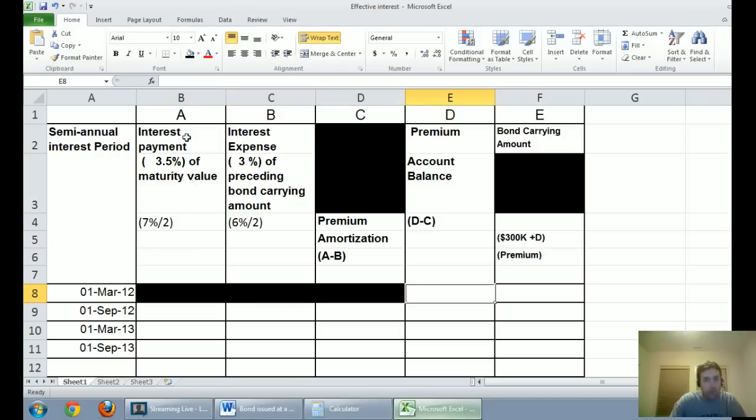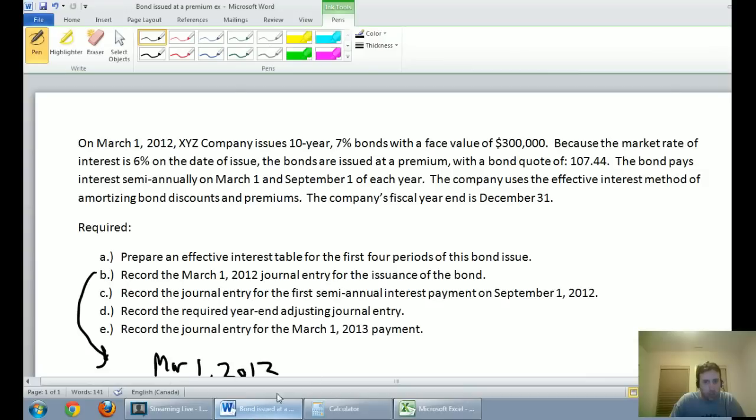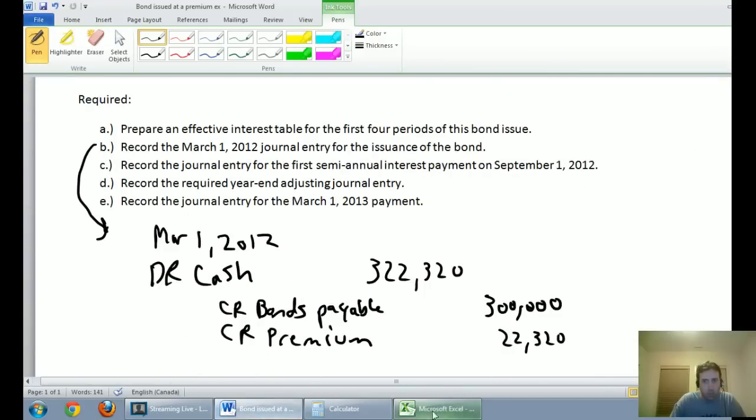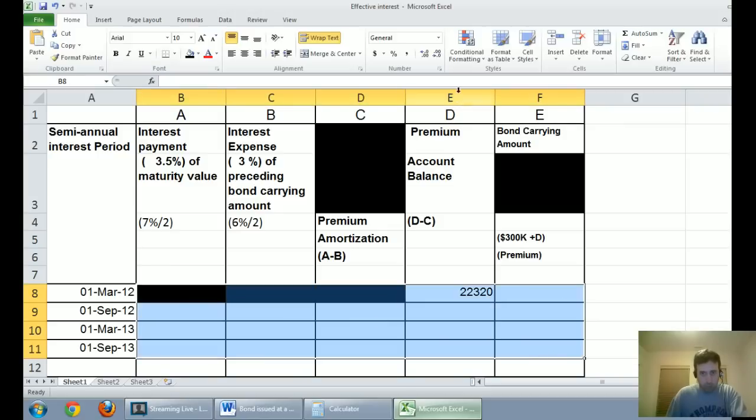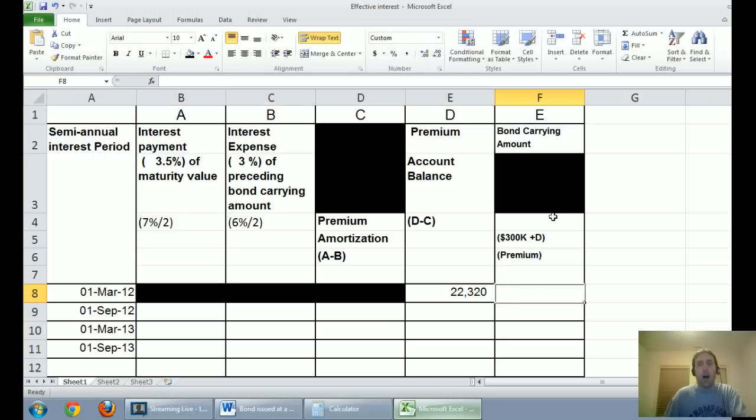However, there is a premium account balance, and we calculated it already. We said that the premium was $22,320. So let's fill that in. I'm just going to grab some formatting here. And our bond carrying amount is $300,000 plus D. This represents the amount of money we got for our bond. $300,000 plus $22,320 is $322,320.